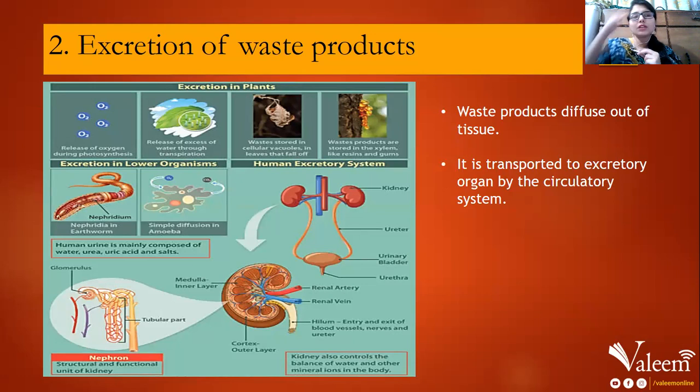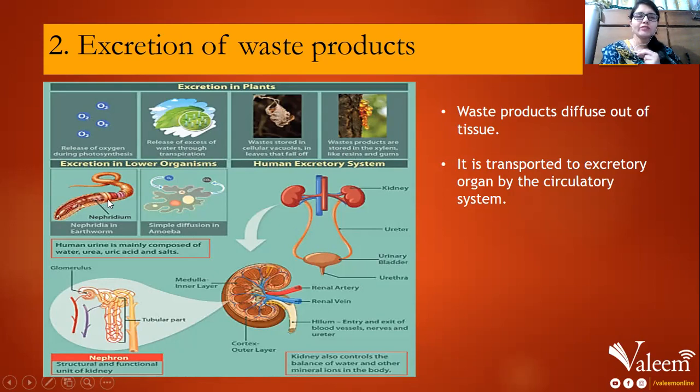If you're talking about excretion in plants, they excrete out oxygen in the process called photosynthesis, and they excrete out extra water through the process called transpiration. They remove certain cellular vacuoles that fall out of the leaf, and certain resins and gums from the xylem by the process of diffusion. In the same way, in lower organisms like amoeba, they remove carbon dioxide by a diffusion process.